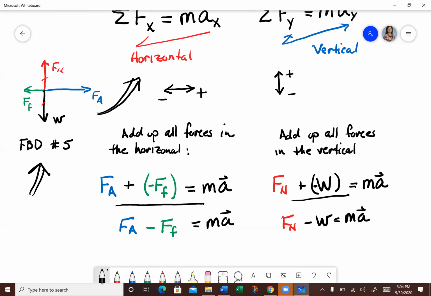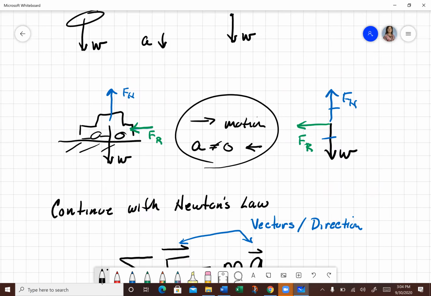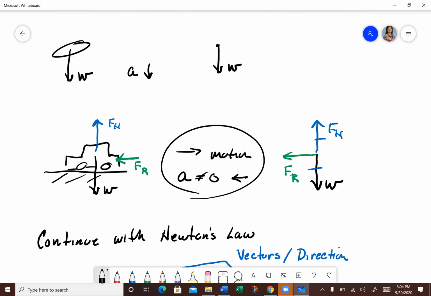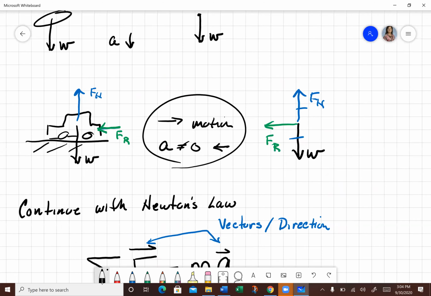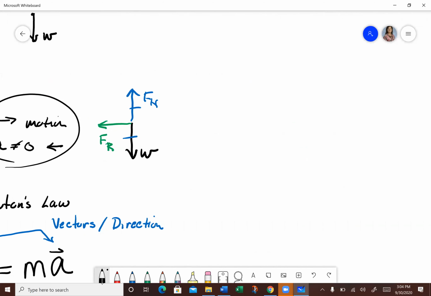So the key is drawing the picture, right? If we go back up to our work that we did in class here today, let's take the last one here with the car, number 11. Let's make Newton's law fit here. This was our free body diagram.